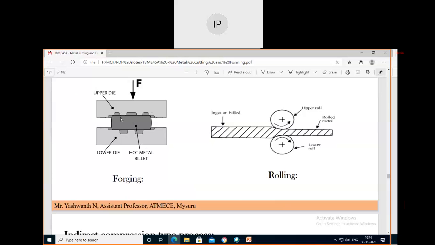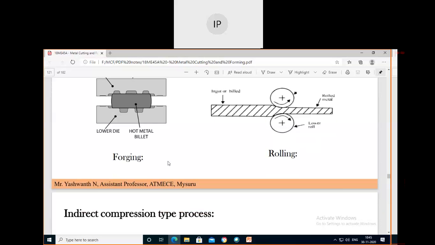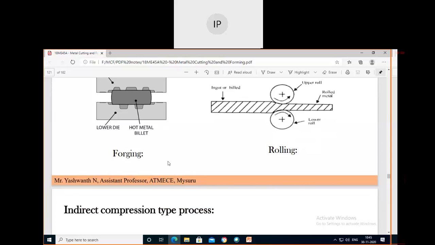On the surface of the die, we have the size whatever we require from the object. The workpiece is compressed between two opposing dies so that the die shapes are imparted to the workpiece. So whatever the die shape is, the same shape will be imparted on the hot workpiece. Next, we have the indirect compression type of process.